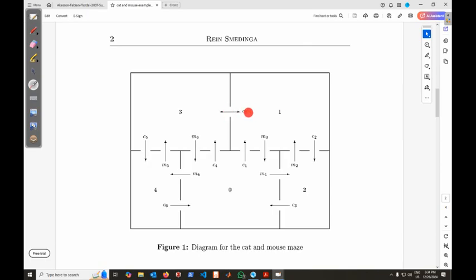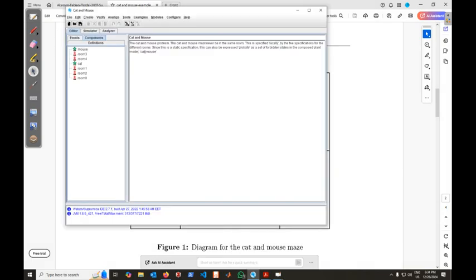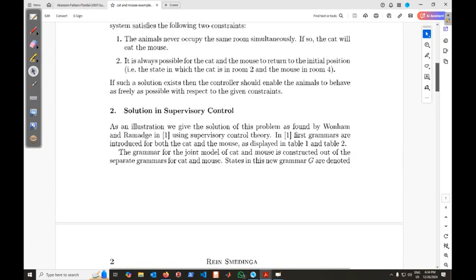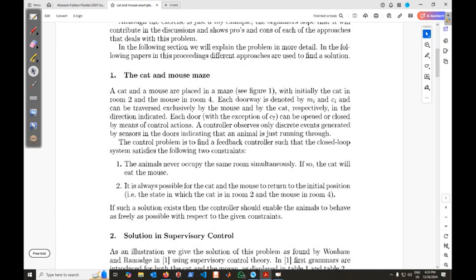As you could assume, each of these, C7, C1, M3, M1 and so on, will be events. Let us try to see how this was encoded inside Supermica. Let us have a look at the mouse. Initially, the cat is in room 2 and the mouse is in room 4. So let us have a look here.